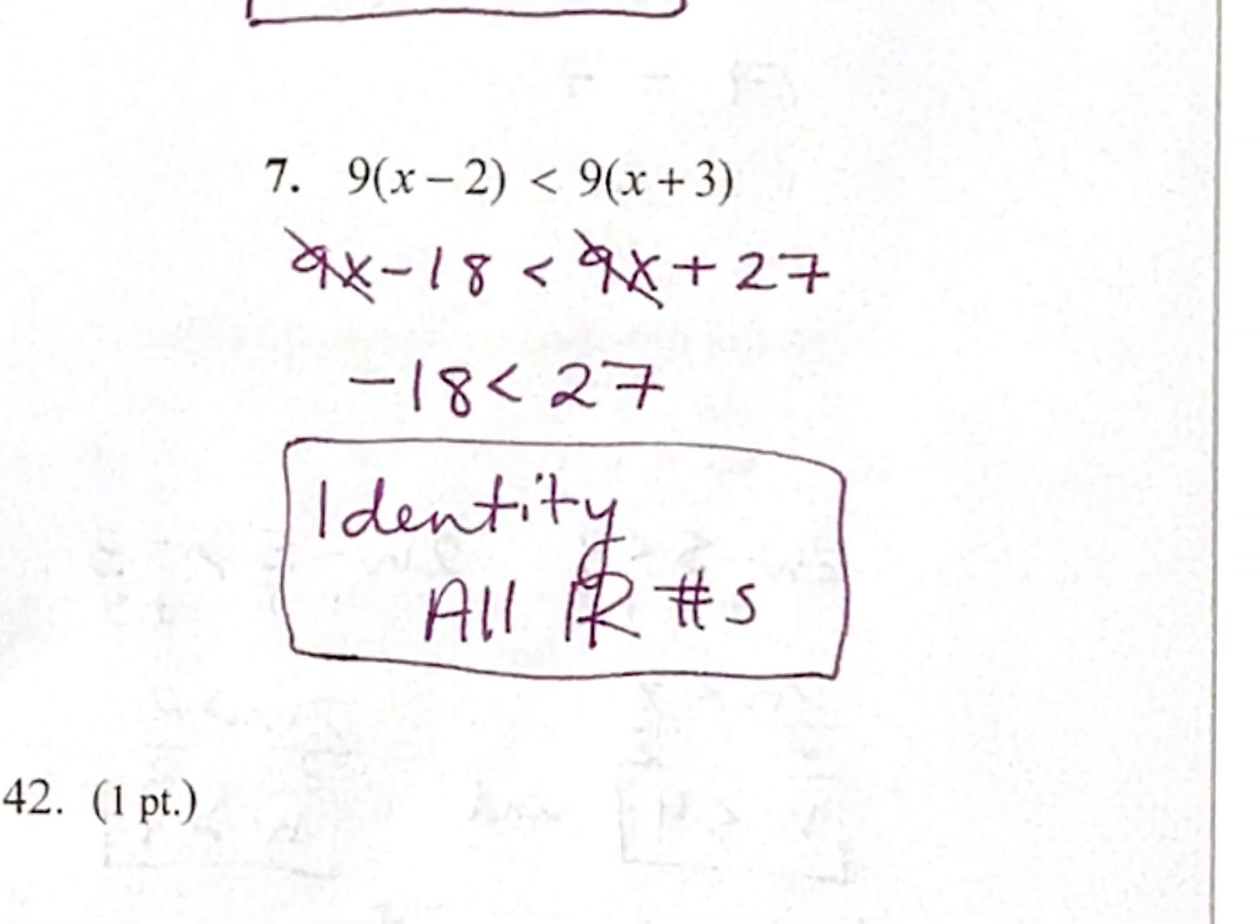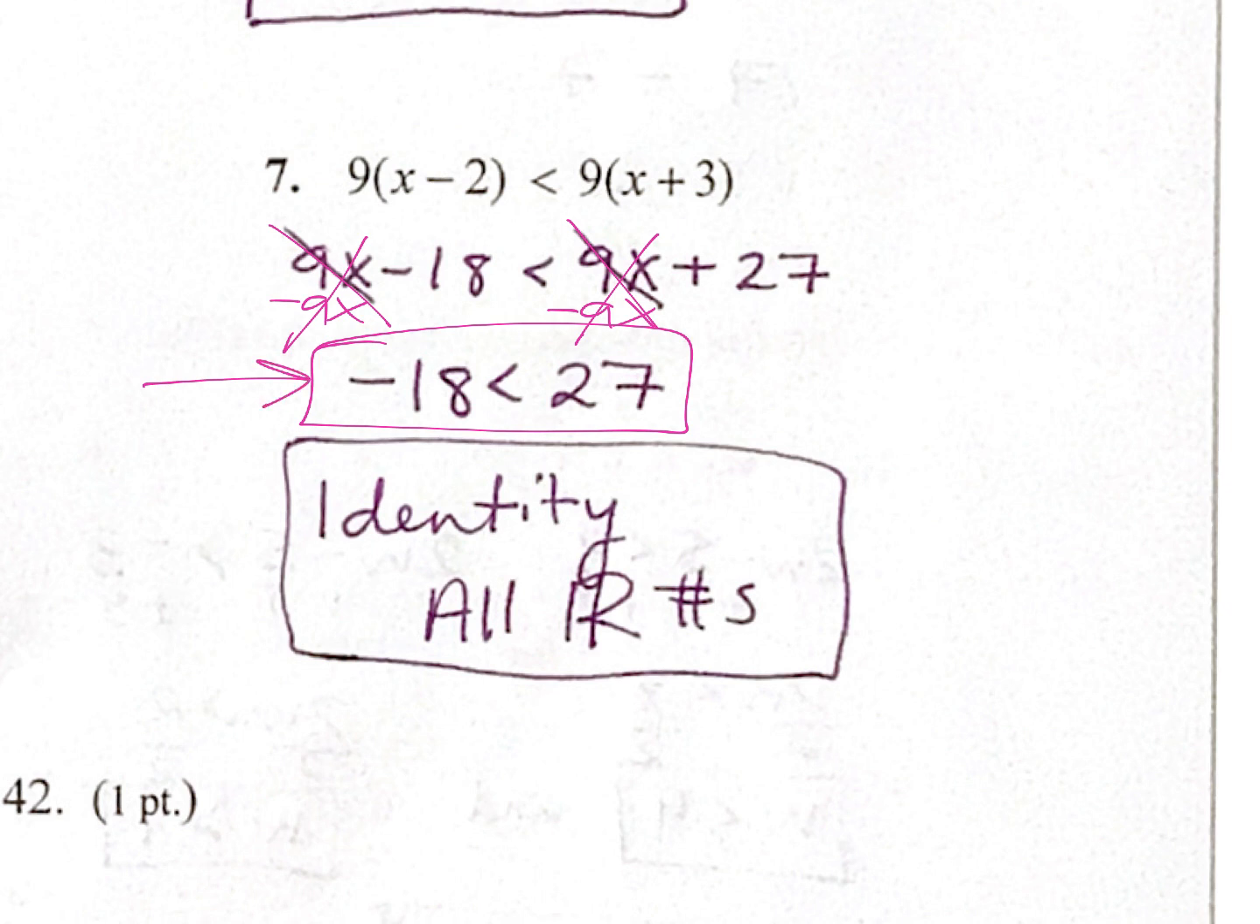Number 7, I distributed. Some of you divided by 9, that's fine too. I distributed. When you take away the 9x, it goes away here, and it goes away here. That's 0. So I'm left with this, okay? But that's not my answer. We're looking for what is the solution to the problem. So yes, you get this, but your answer is either identity or all real numbers. I would take either one of those because this is always true, right? -18 is always less than 27. So I can plug any real number into that problem and get the right answer, okay?